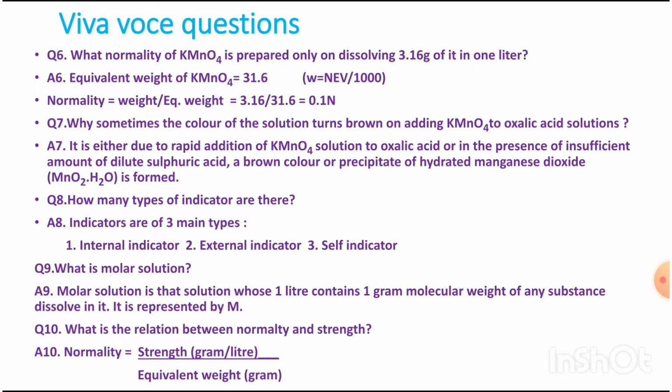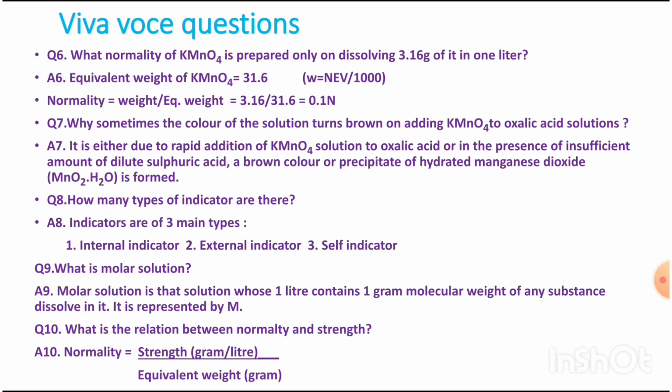Question 7. Why does the color of the solution sometimes turn brown on adding KMnO4 to oxalic acid solution? Answer is, it is either due to rapid addition of KMnO4 solution to oxalic acid or the presence of an insufficient amount of dilute sulfuric acid; a brown color or precipitate of hydrated manganese dioxide is formed.